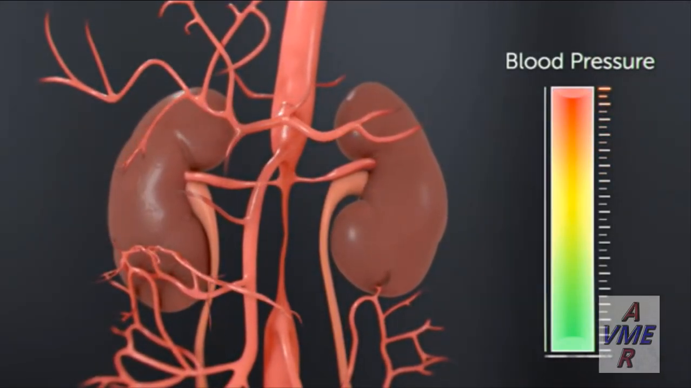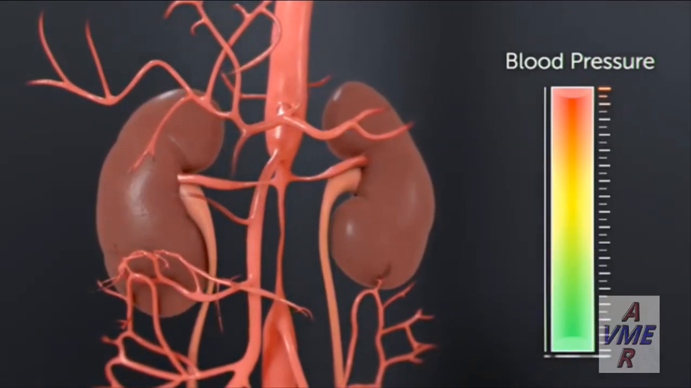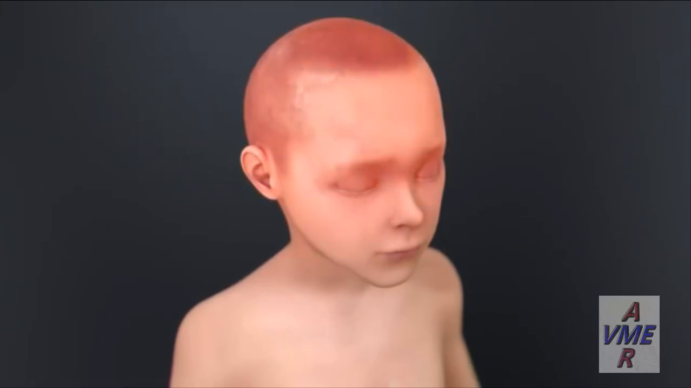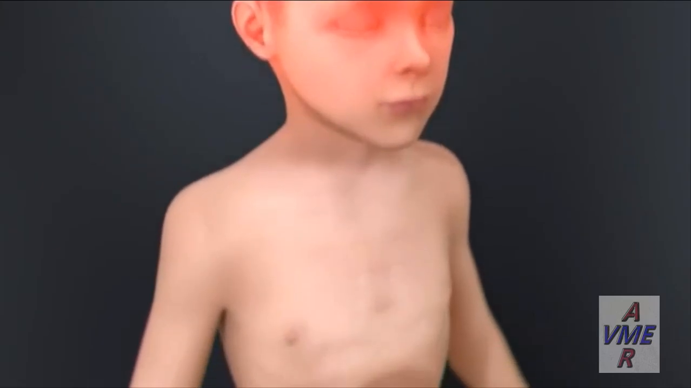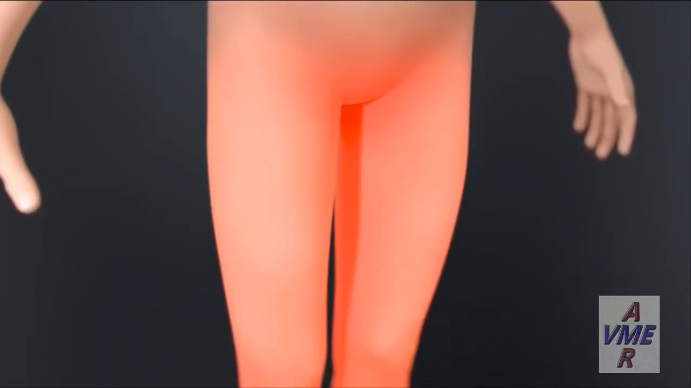Sometimes very high blood pressure is the only symptom of mid-aortic syndrome. However, this condition can cause other symptoms, including headaches, seizures, and discomfort or weakness in the legs after exercise. Mid-aortic syndrome and renal vascular hypertension can lead to stroke, heart failure, and kidney failure, and can be potentially life-threatening.